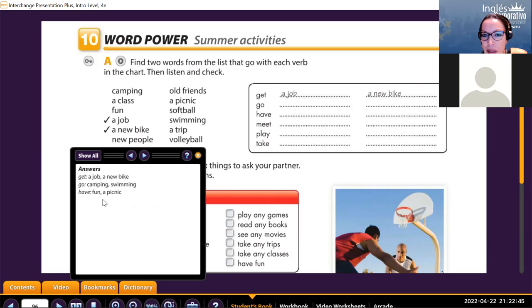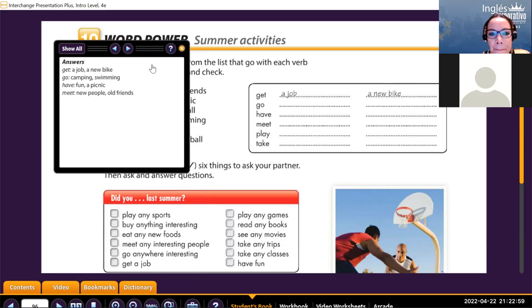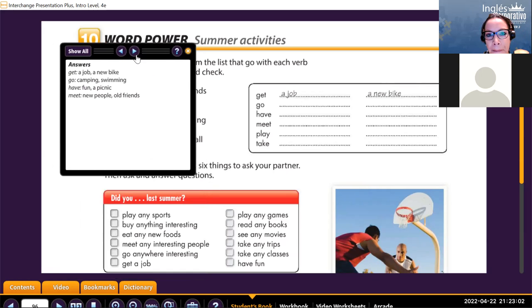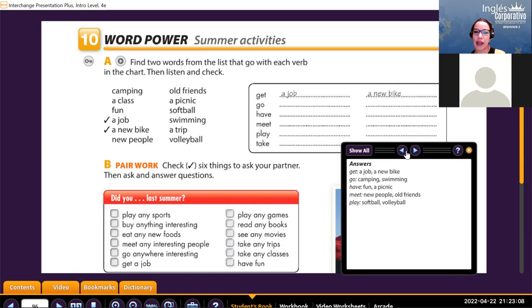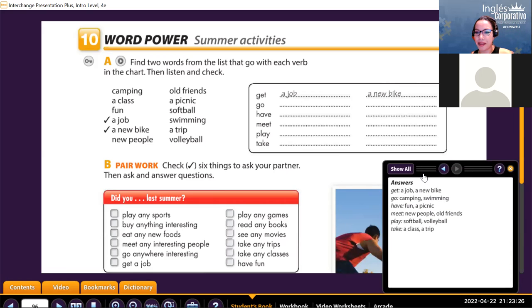Now, what do you have with meet? Meet new people or friends. Completely correct. New people and also friends. Play. Play softball and volleyball. Uh-huh, that is correct. Play softball and play volleyball. Now, take. Take, in this case, a trip, and the course is a class. Take a trip and take a class. Uh-huh. That is completely right.